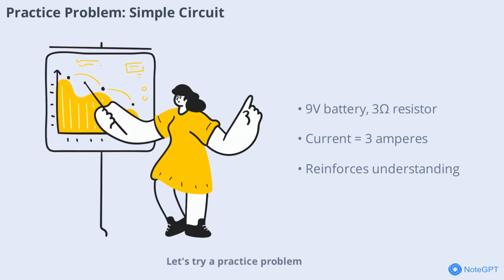Let's try a practice problem. Suppose you have a circuit with a 9-volt battery and a resistor of 3 ohms. Using Ohm's law, I equals V over R, you divide 9 by 3 to get 3 amperes. This simple calculation shows how easy it is to apply Ohm's law to real-world situations. Practicing with different values helps reinforce your understanding.